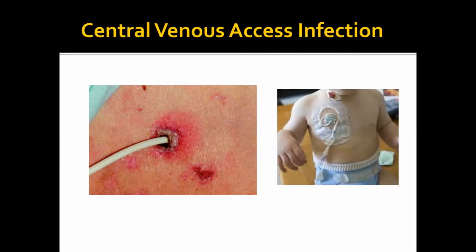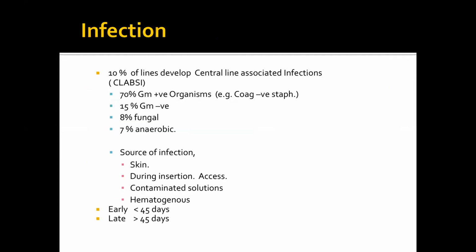Patients on PN support for a long period of time due to intestinal failure are prone to central line infection. About 10% of all lines develop central line associated infection, CLABSI. Most common organisms are gram-positive organisms. Less common is gram-negative. Fungal and anaerobes are much less. Source of infection could be the skin, or during insertion, or contaminated solution, or hematogenous spread from elsewhere.